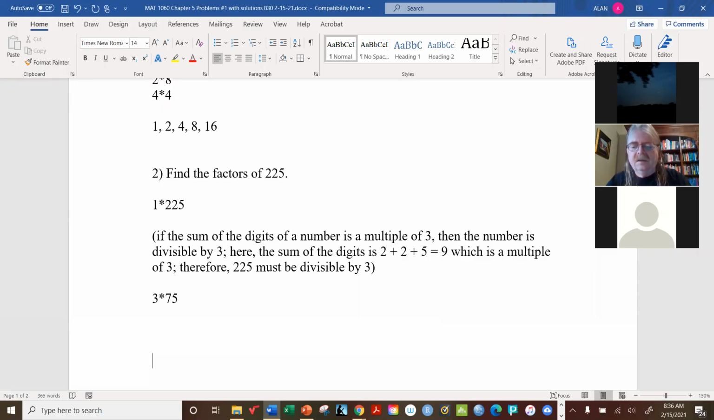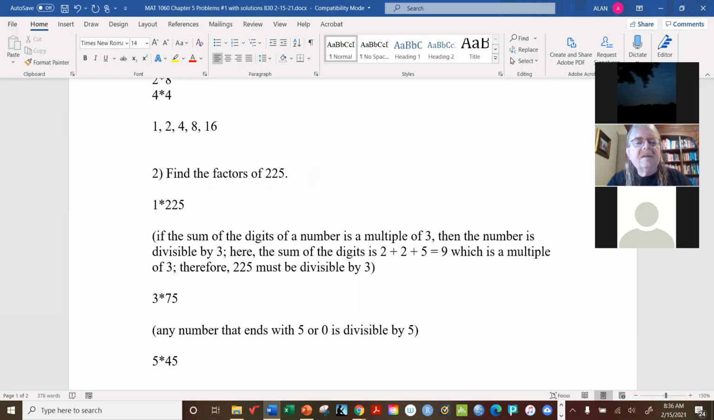How about 5, though? I did say just a minute ago that any number that ends in a 5 or 0 is divisible by 5, and I'll make a note of that here. Any number that ends with 5 or 0 is divisible by 5, so you don't have to worry about that one. And it turns out that this is 5 times 45.